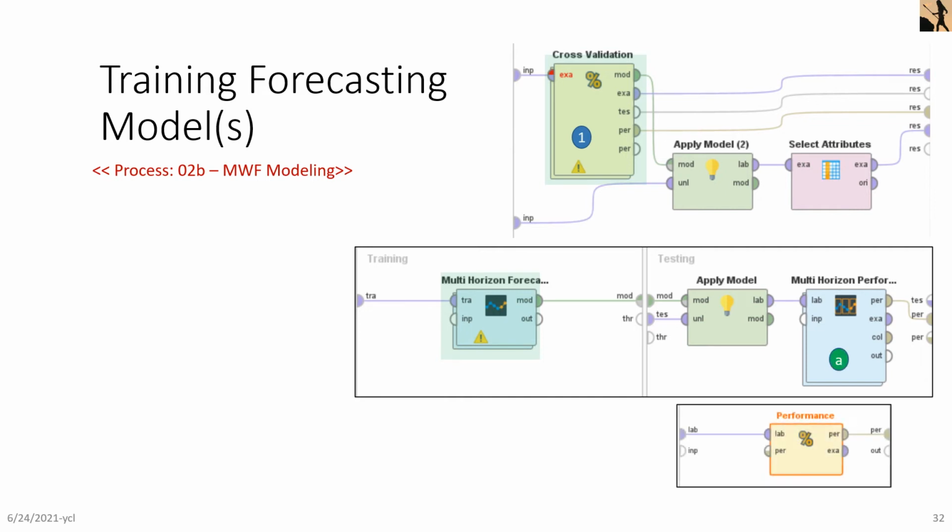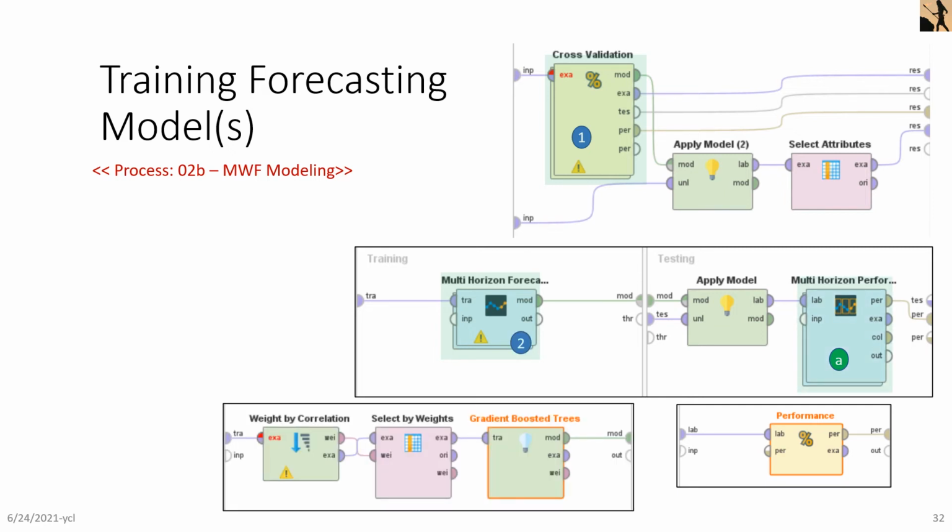Inside the performance operator, you choose whatever performance operator you are used to, and there you can pick the particular metrics you would like to look at. For these forecasting problems, you may look at the mean square error, absolute error, things like that. For this multiple horizon forecast, for example, I will choose the attributes by weight, and then I run some models like gradient boosted trees, right?